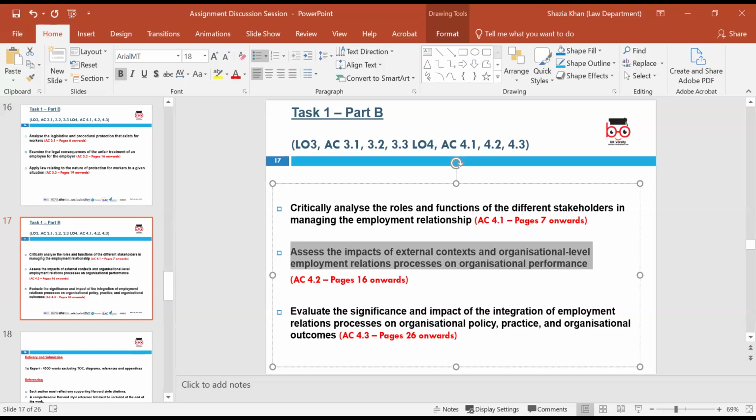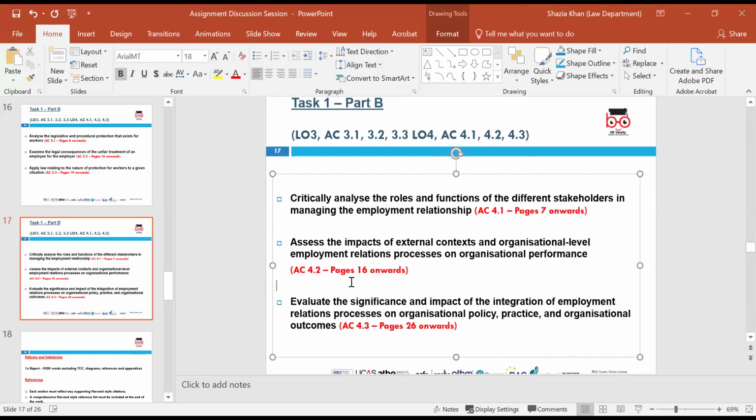So also use quotes from academics and theories regarding this. Employee management strategies, improve communication is really important part of this as well. So pages 16 onwards for AC 4.2. And the last one of part B is to evaluate the significance and impact of the integration of employment relation processes on organizational policy, practice, and organizational outcomes. And this is looking at things such as the importance of employee relationship. And that's looking at 4.3, pages 26 onwards.